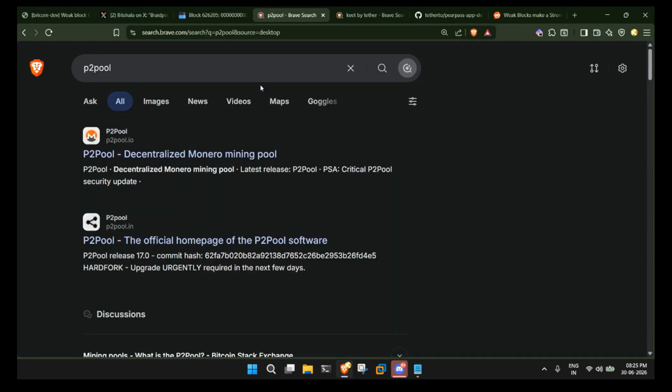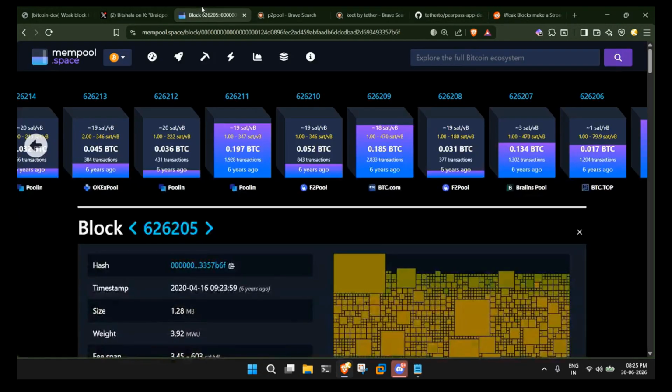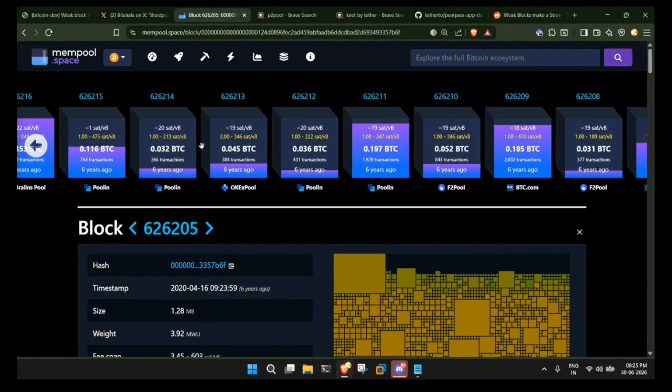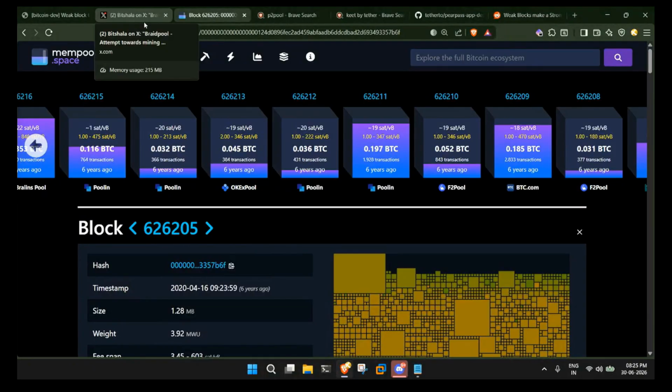If you search about this, you will get more about it. Okay. So in that, initially, right now I'm not sure whether anyone is using P2Pool, but that was also a decentralized concept. What they were trying to do, and why they were not able to do it successfully, there were some issues, which Braidpool has improved a little bit.